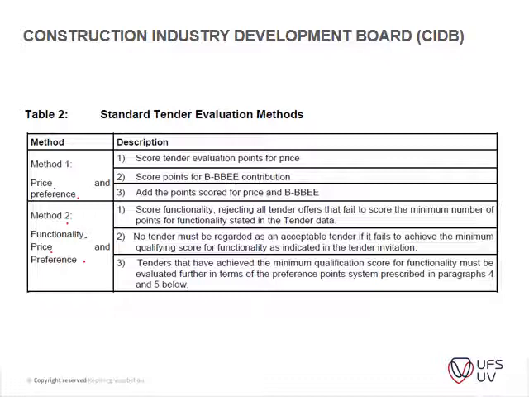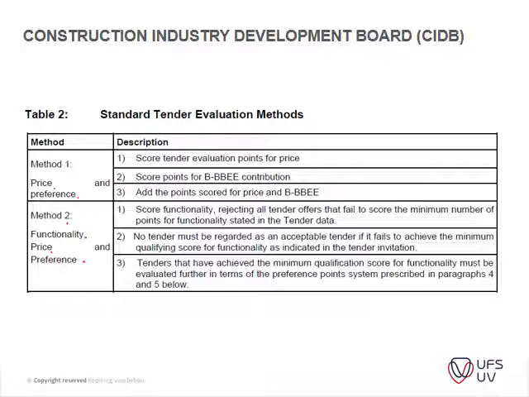Whereas when it's your method 2, which is the one that I've been involved in most, you have your functionality and then you've got your price and preference. So your functionality is like your first stage of evaluation. That's basically looking at, does this contractor have the necessary experience, etc. And then if they don't adhere to that, they're thrown out. If they do adhere to that, then you evaluate it on price and preference. Then you score points for that.